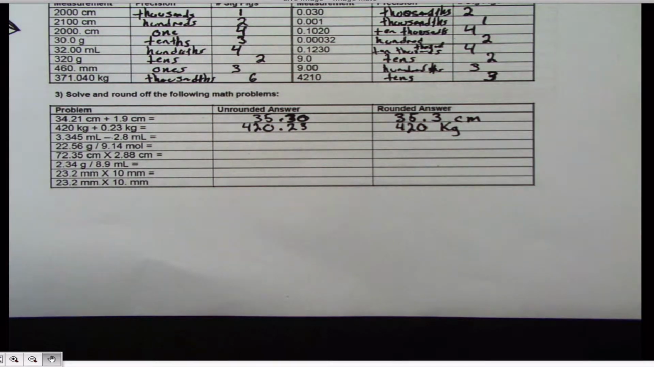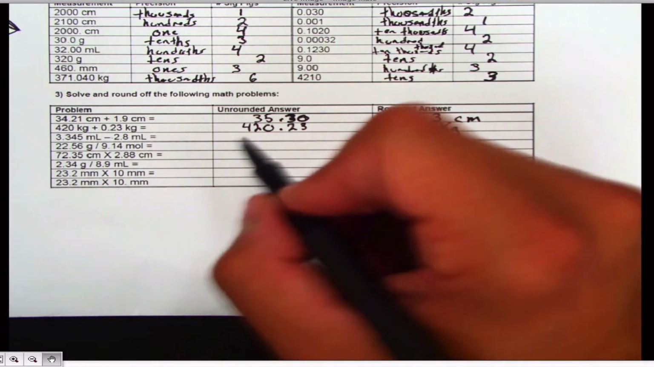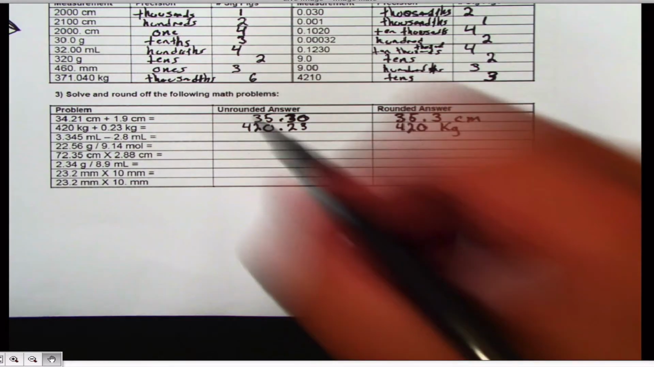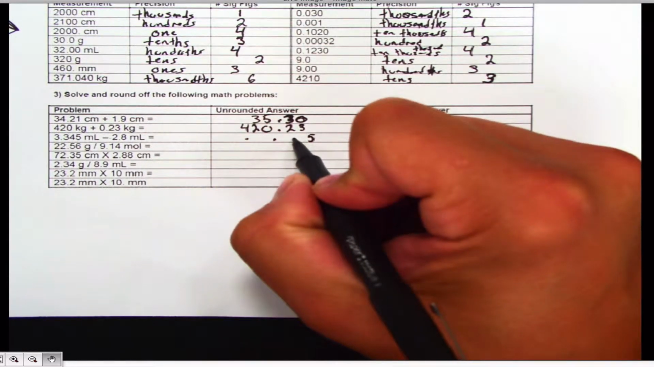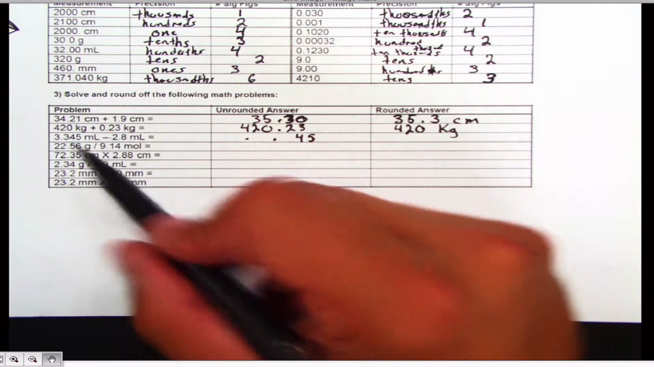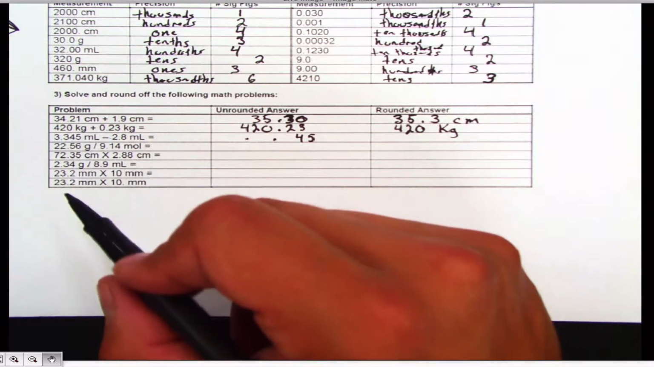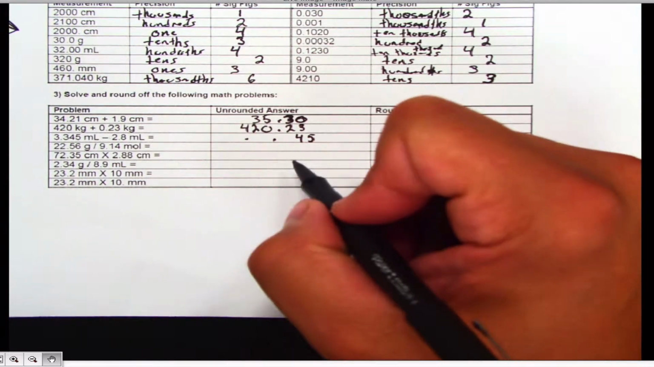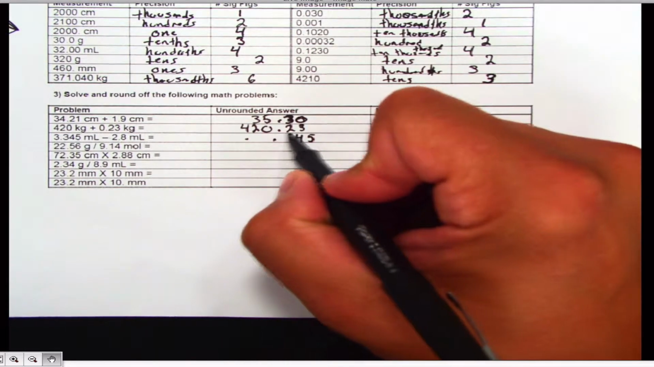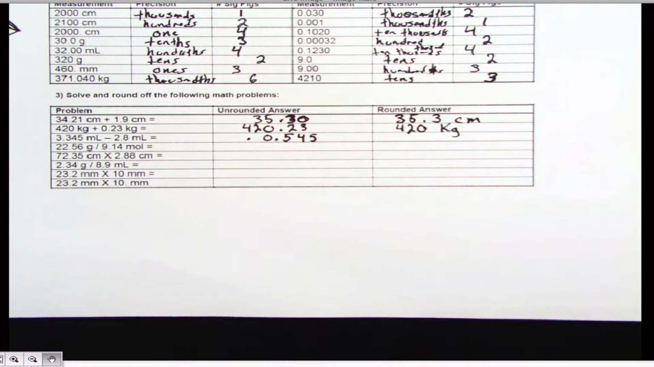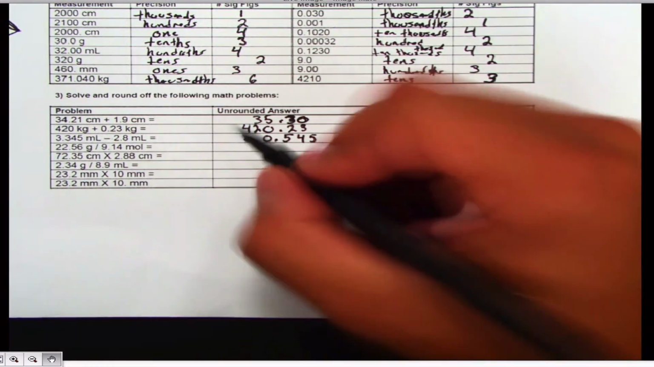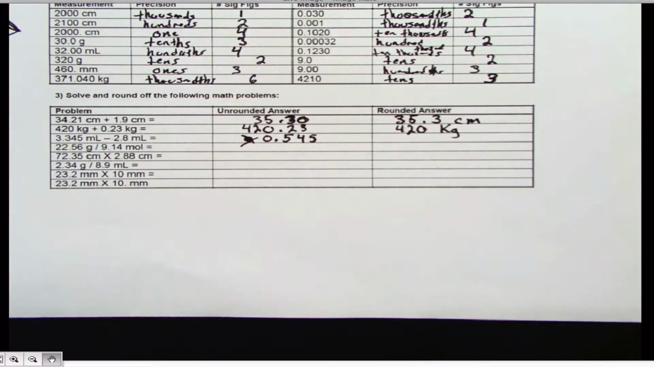So my calculator answer would be 0.545. Sorry, but this means nothing right here, so just cross that out if you want to. So 0.545. Did I do that right? I think I did.